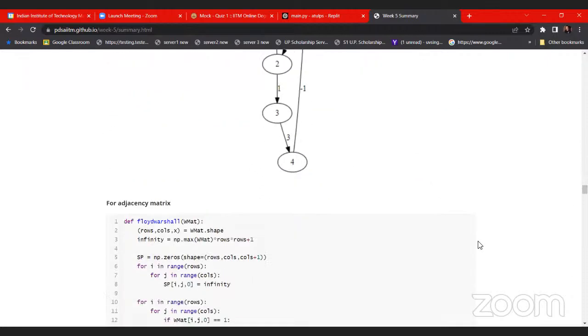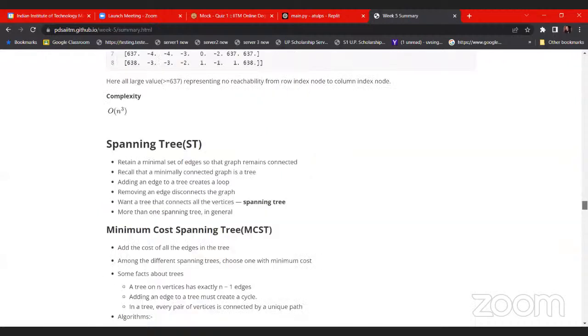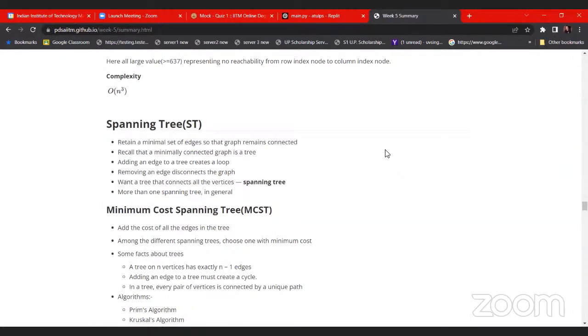So this is the shortest path algorithm. After that, we will come to the spanning tree. So what is a spanning tree? Basically, if we have a connected graph, we will convert this connected graph into a connected tree. An important point for the spanning tree is to retain a minimal set of edges so that the graph remains connected. So we will remove edges from our original graph, and then we will convert that graph into a tree.